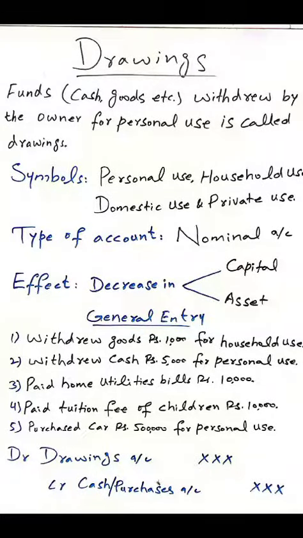Number 4. Paid tuition fee of children rupees 10,000. The word tuition fee of children denotes drawings. Number 5. Purchase car or any asset rupees 50,000 for personal use. The word personal use denotes drawings.